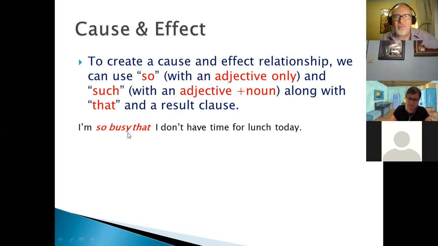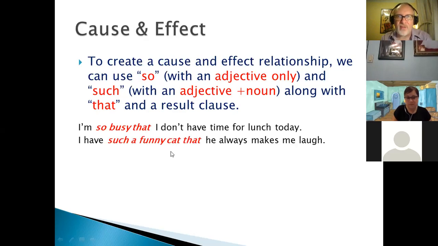I'm so busy that I don't have time for lunch today. So busy that. I have such a funny cat that he always makes me laugh. See the difference? So busy, only an adjective. Such a funny cat, adjective and noun.